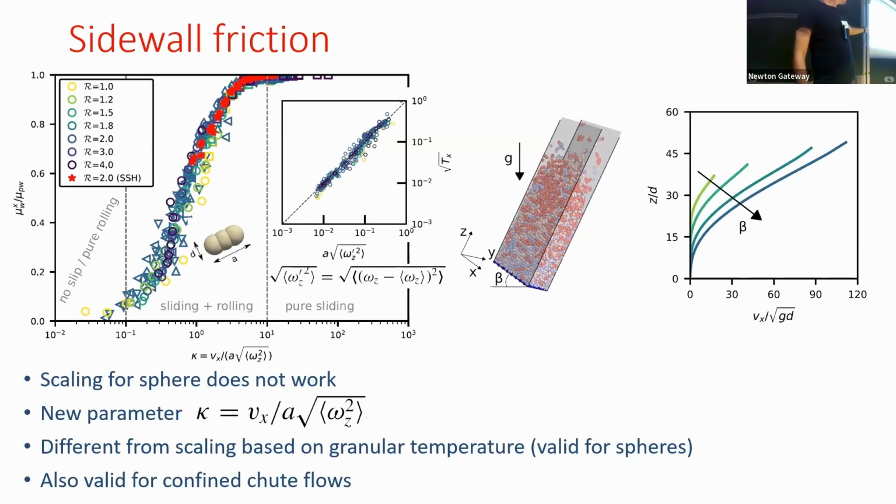One at low kappa with no slip, you have pure rolling because the rotation is important. A zone here between 0.1 and 10, where you have both sliding and rolling, and the last zone corresponds to pure sliding.